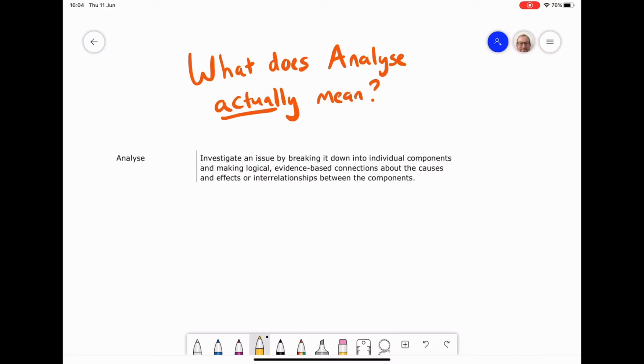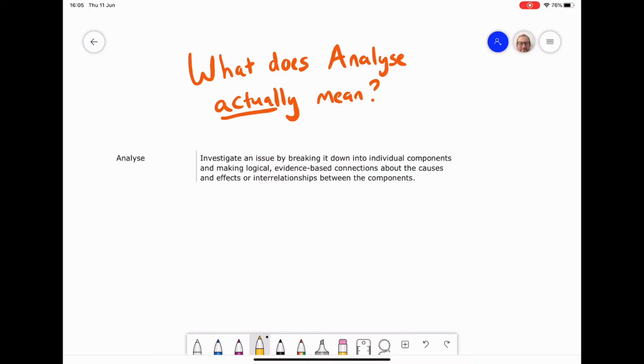So before we can actually go and have a go at answering an analyse question, we need to know what analyse actually means. So this is the command word, and this is in the IGCSE specification. Investigate an issue by breaking it down into individual components and making logical, evidence-based connections about the causes and effects or interrelationships between the components.